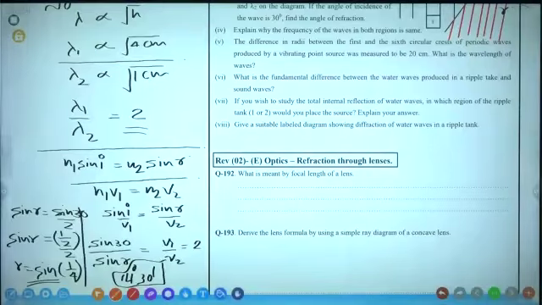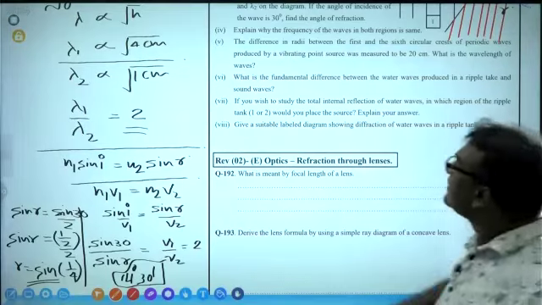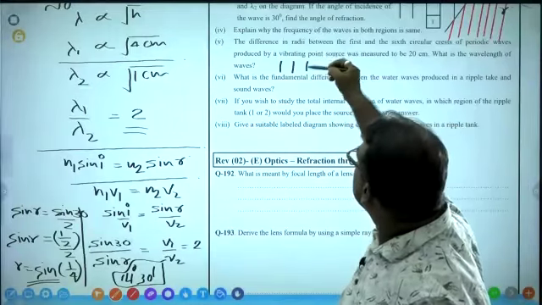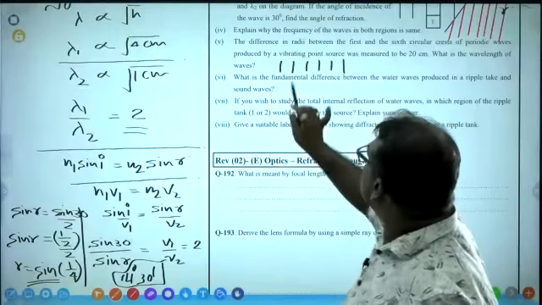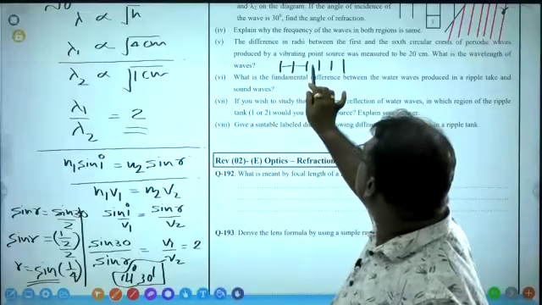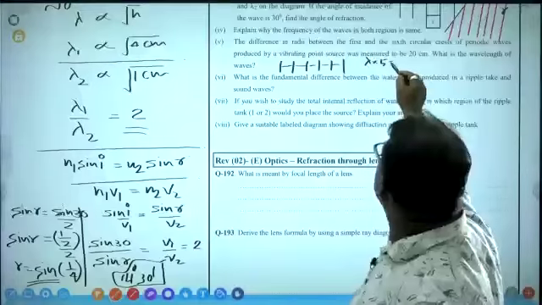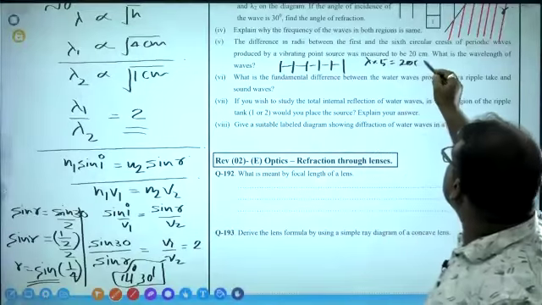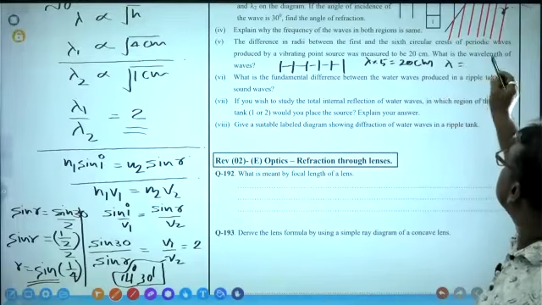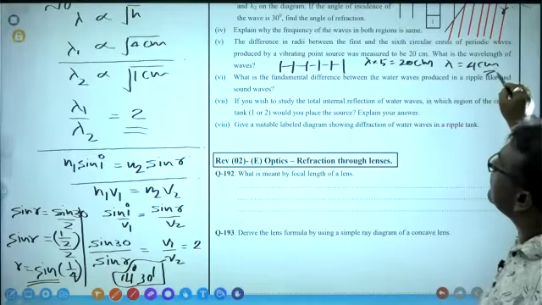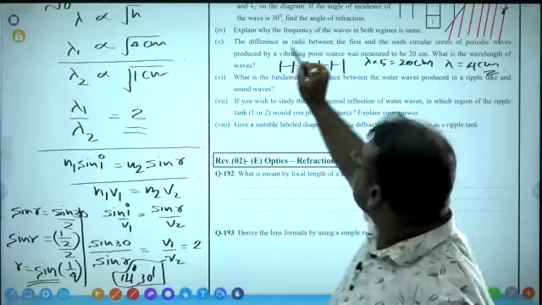Next. The difference between radii of the first and sixth circular crest. First and sixth. 1, 2, 3, 4, 5, 6. We have wavelength 1, 2, 3, 4, 5. Lambda into 5 equal 20 centimeters. Then lambda becomes 4 centimeter. Is it 4 centimeter?